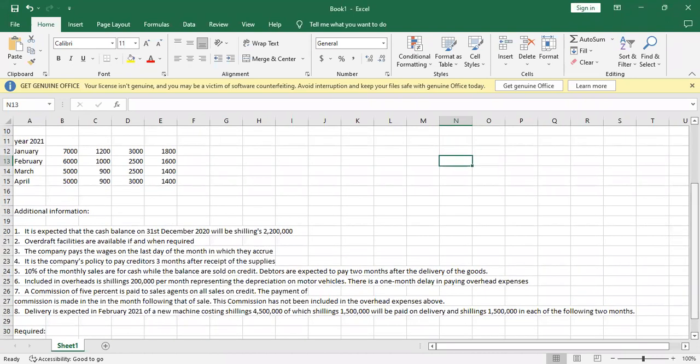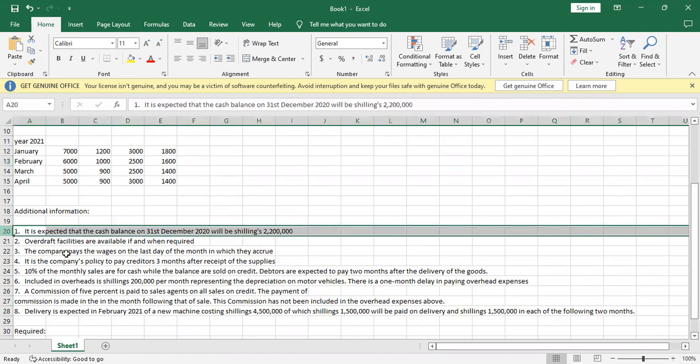So we've been told, in the additional information number 1 here, that it is expected that the cash balance on 31st December 2020 will be 2.2 million. So that will be our balance brought downward, because it was carried downward in 2020. We are planning for 2021.